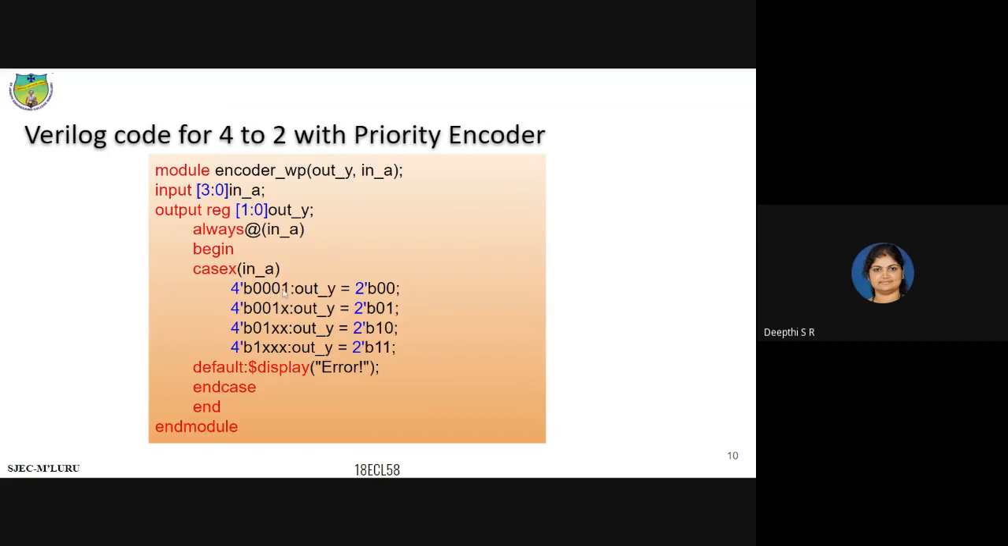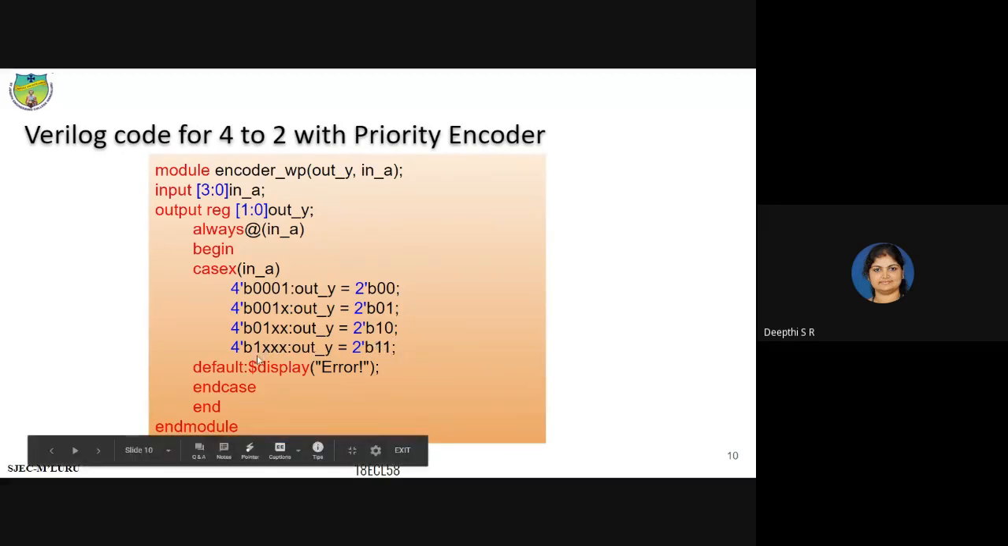For 4'b0001, your output should be 00. Then for 4'b001x, the output is 01. Then if it is 01xx, the output is 10. And if it is 1xxx, the output is 11. If the input is 1xxx, the output is 11. If any other inputs are given, then you'll get the error message.